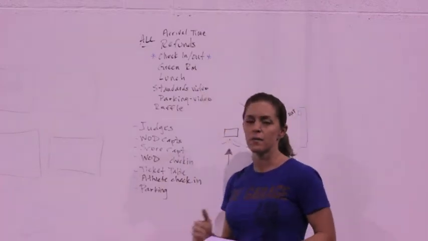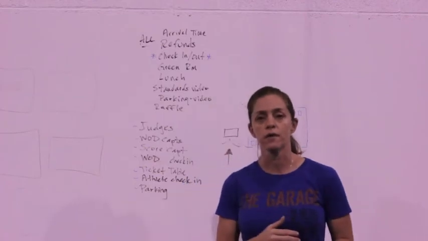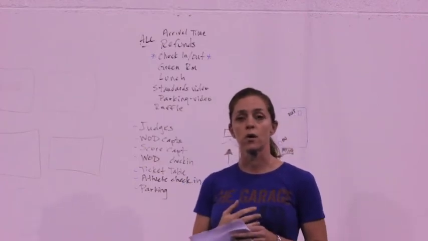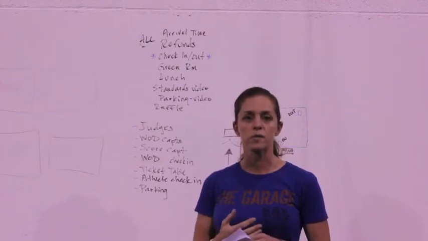First thing, arrival time. Volunteer spot has the time that you should be starting. So you want to give yourself at least 15 to 20 minutes before your time is supposed to start. That way you can get checked in, get your shirt, find out where you're supposed to be, all that good stuff.